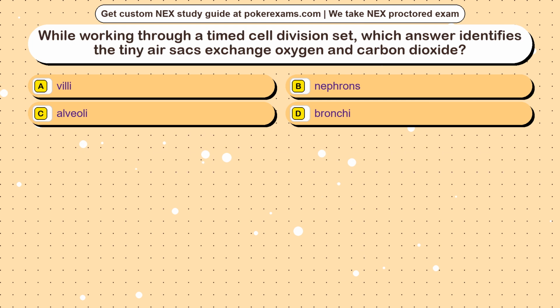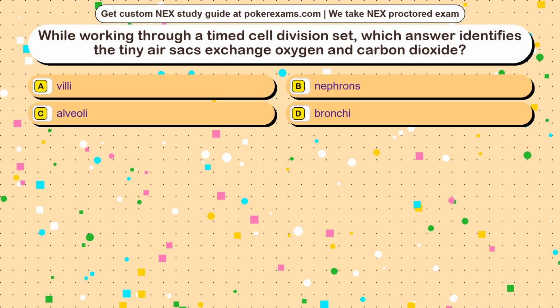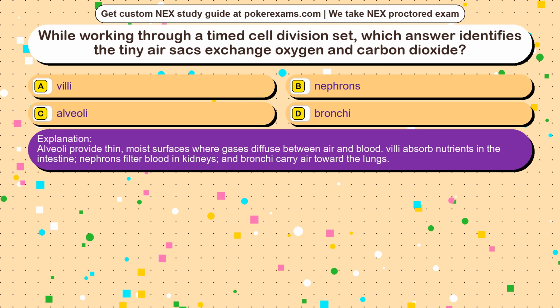Question 8. While working through a timed cell division set, which answer identifies the tiny air sacs that exchange oxygen and carbon dioxide? Option A, villi. Option B, nephrons. Option C, alveoli. Option D, bronchi. The correct answer is option C. Alveoli provide thin, moist surfaces where gases diffuse between air and blood. Villi absorb nutrients in the intestine, nephrons filter blood in kidneys, and bronchi carry air toward the lungs.